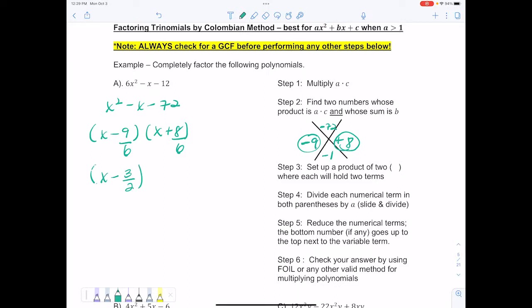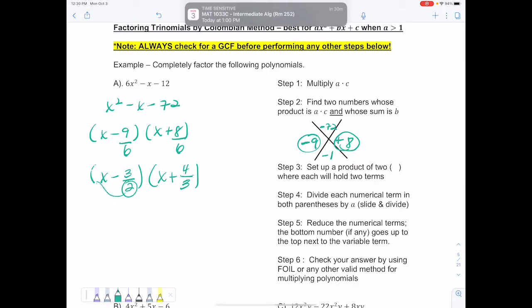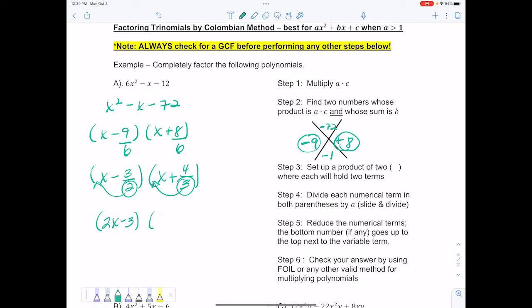Okay, and don't worry, we're not going to leave it like that. And then I can divide 2 into 8 and 6. So 8 divided by 2 is 4, and 6 divided by 2 is 3. So now, if they don't divide evenly, we slide and divide, okay? And then we take the number on the bottom, and we slide it to the top. So this 2 is going to go up to the top here. And this 3 is going to go up to the top. So your final answer is 2x minus 3 times 3x plus 4.